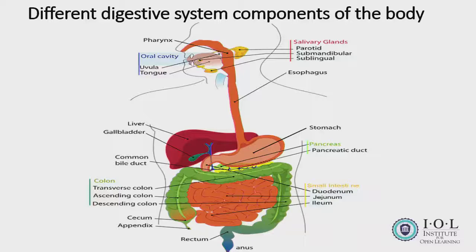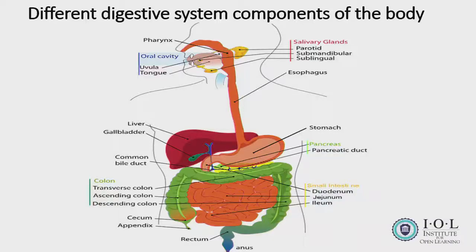The red part here that you can see is the liver. You also have the gallbladder, where bile is collected. Then you have the pancreas, which also has a pancreatic duct. Now you have the small intestines, which are three: duodenum, jejunum, and ileum. Those are the three small intestines. You also have the colon there.